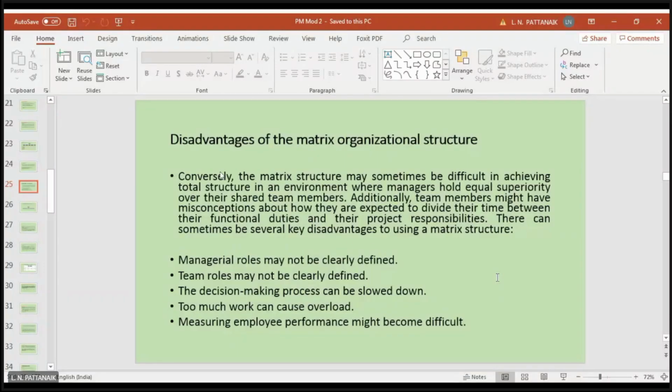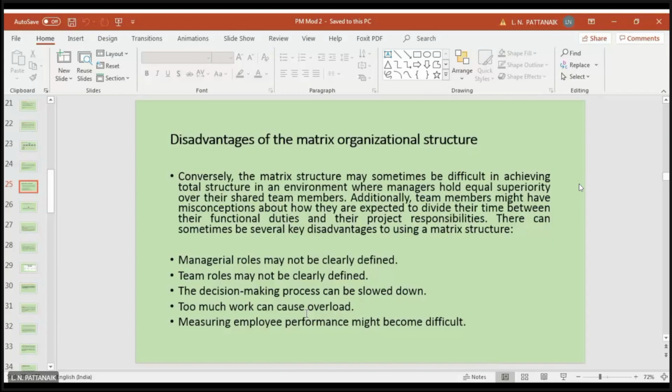Too much work can cause overload. As you can understand, the employee is subjected to excessive workloads in the matrix structure. They may have to locate somewhere, then take orders from there to do the assignments there. At the same time, they have some assignments in their original post. So this kind of workload is more compared to the traditional functional or product-based organizations.